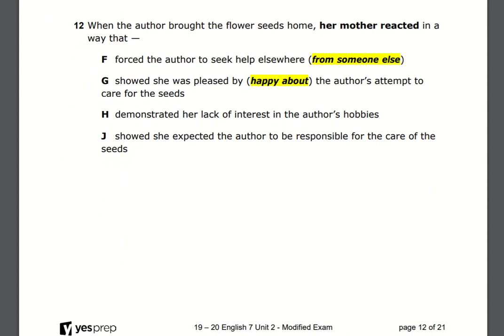Question 12. When the author brought the flower seeds home, her mother reacted in a way that F. Forced the author to seek help elsewhere from someone else. G. Showed that she was pleased by, happy about, the author's attempt to care for the seeds. H. Demonstrated her lack of interest in the author's hobbies. Or J. Showed she expected the author to be responsible for the care of the seeds. At this moment, pause the video to answer question 12.